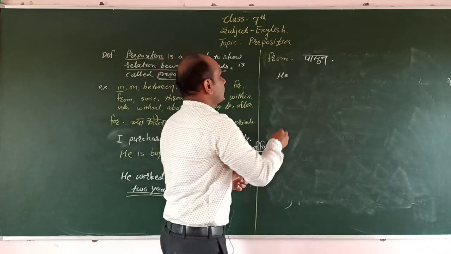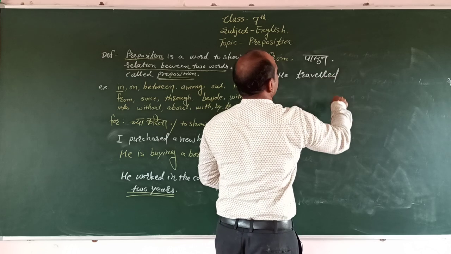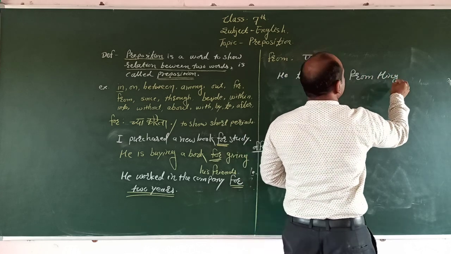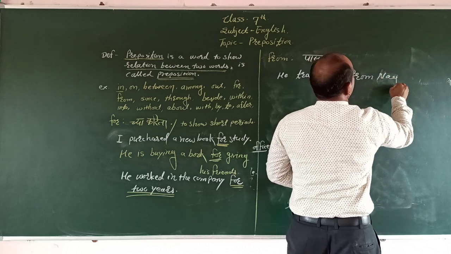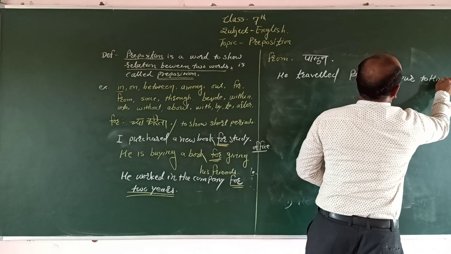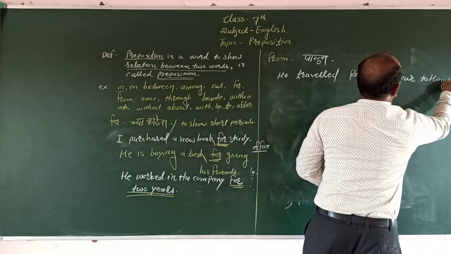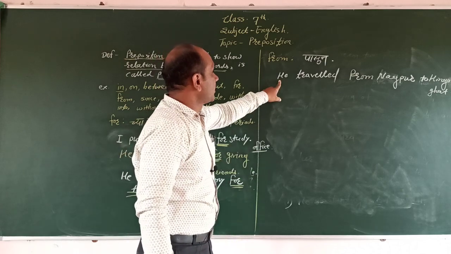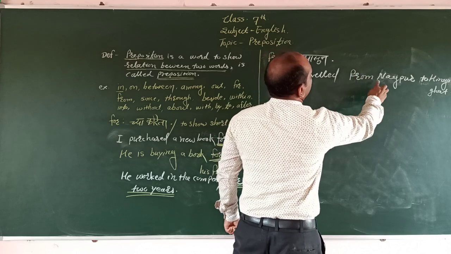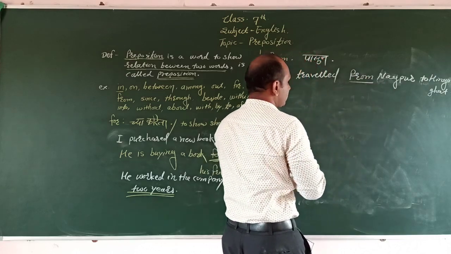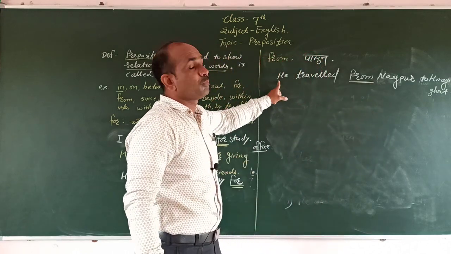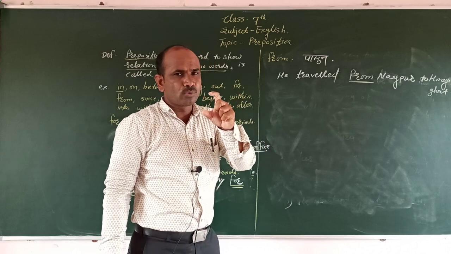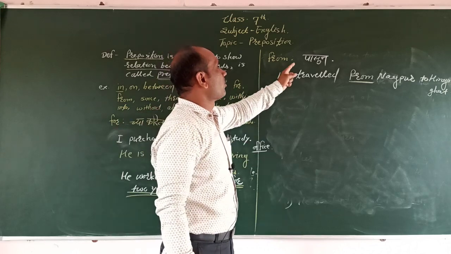With one example, he traveled from Nagpur to Hinganghat. Listen. He traveled from Nagpur to Hinganghat. From means pasun. म्हणजे तो नागपूर पासून हिंगणघाट पर्यंत प्रवास केला. Its meaning is that when we want to show something from a starting point, at that time we can use from.